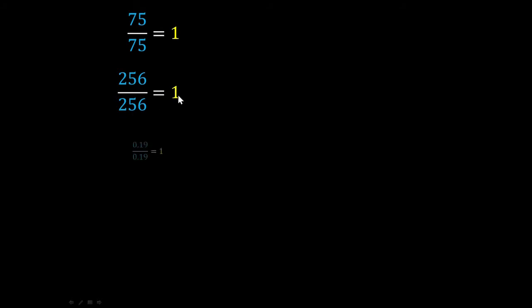256 divided by 256 is 1. 0.19 divided by 0.19 is 1, and pi divided by pi equals 1. Maybe just one example would have been enough there. The point is, if you have the same number in the numerator as you do the denominator, the resulting fraction is equal to the number 1. Okay, we'll hold on to that idea for a moment.